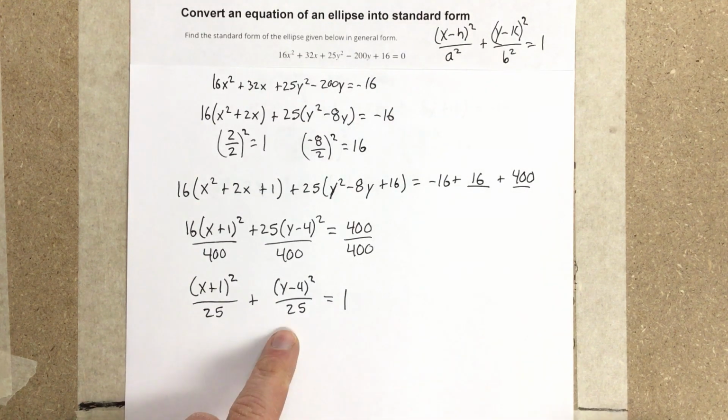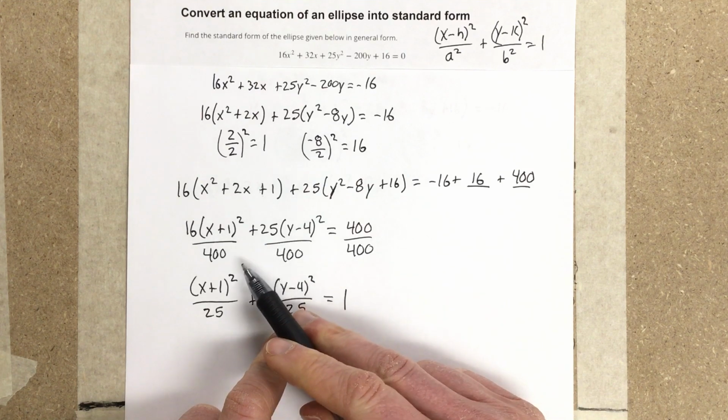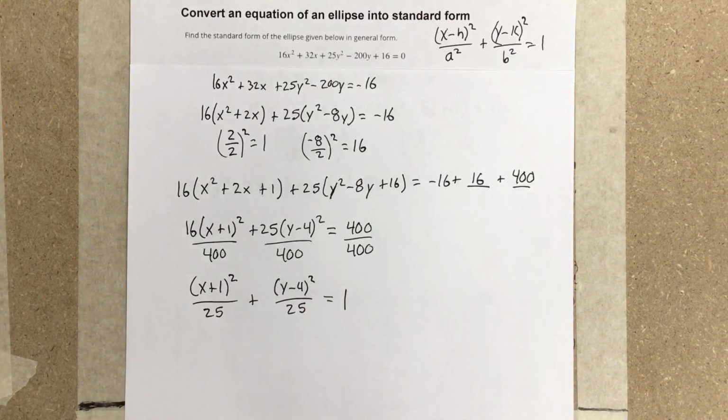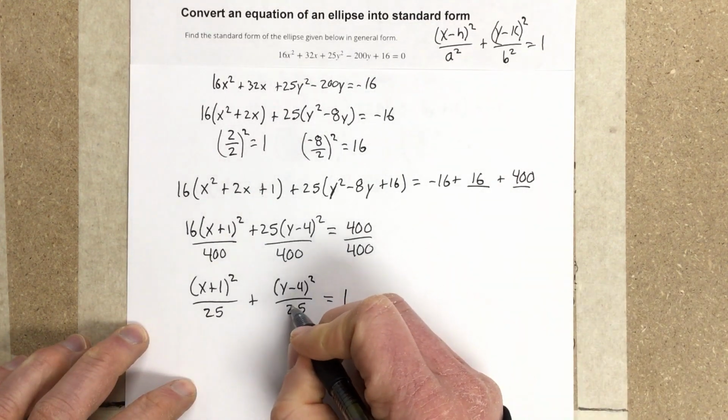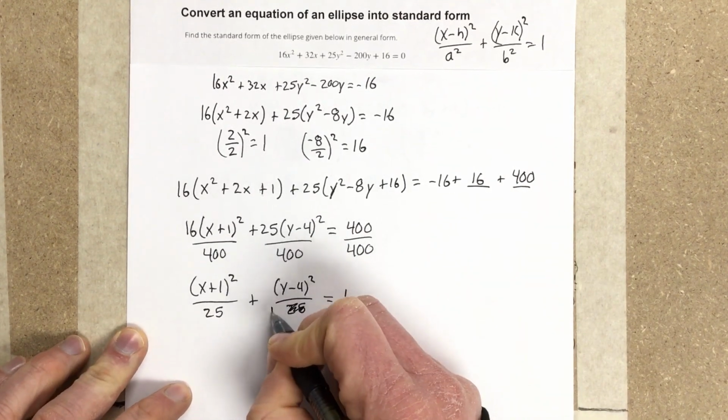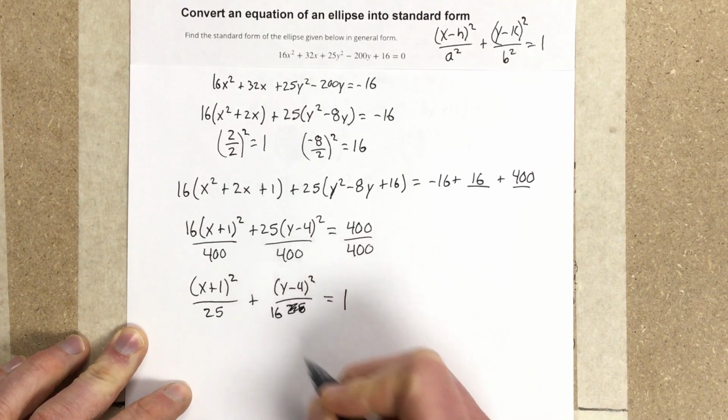I made a mistake somewhere. Where did I make my mistake? Let's see. Oh, 1/16. I wrote 25 here. This should have been a 16. 25 over 400 is 1/16.